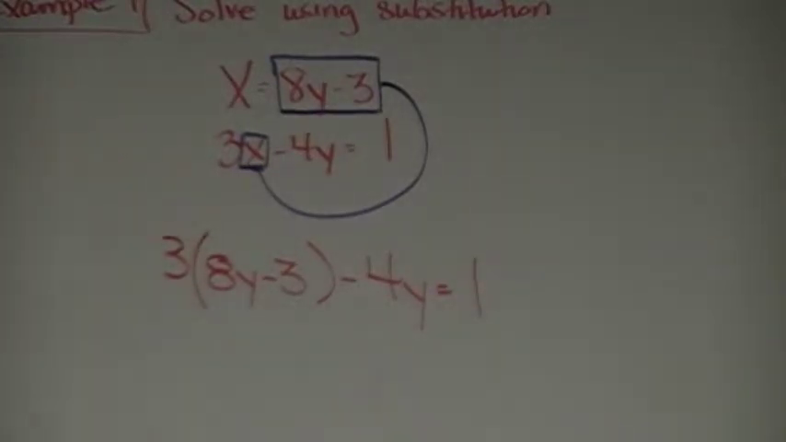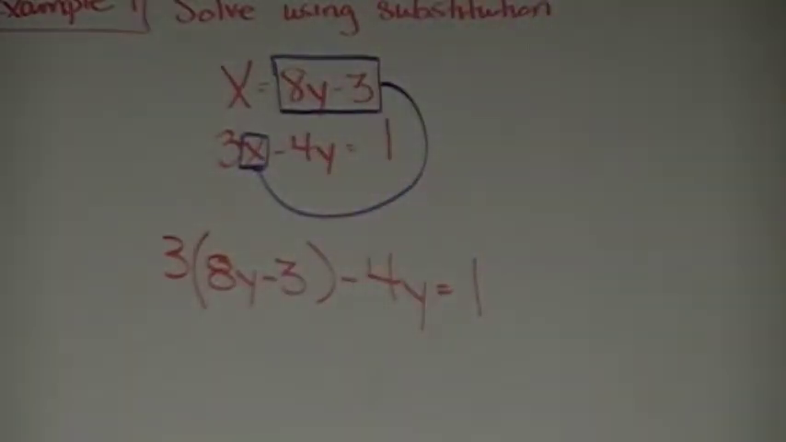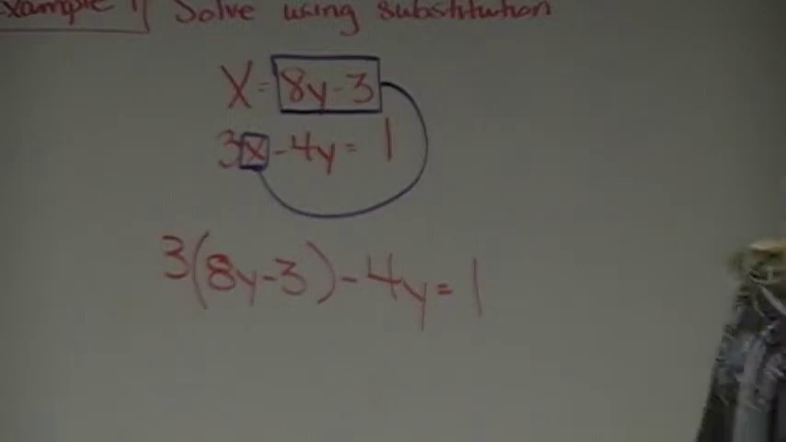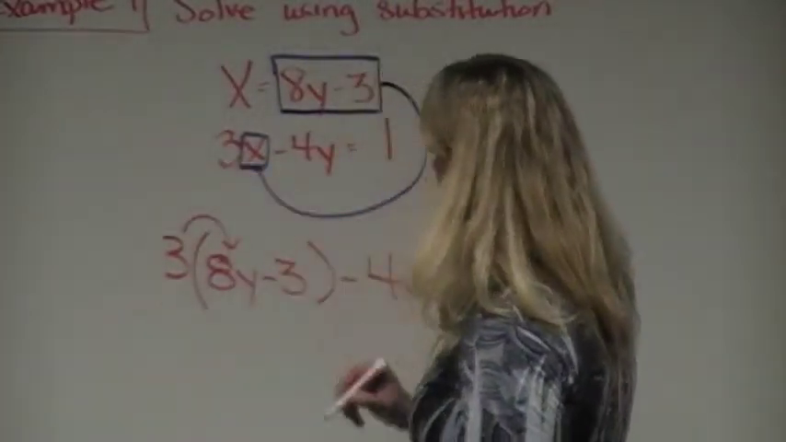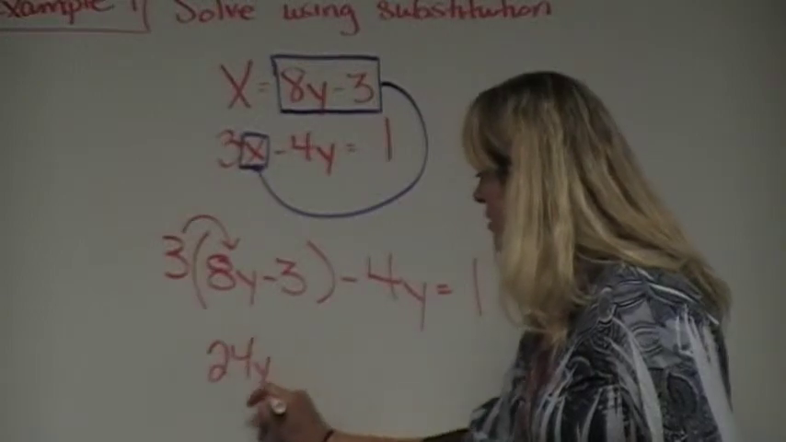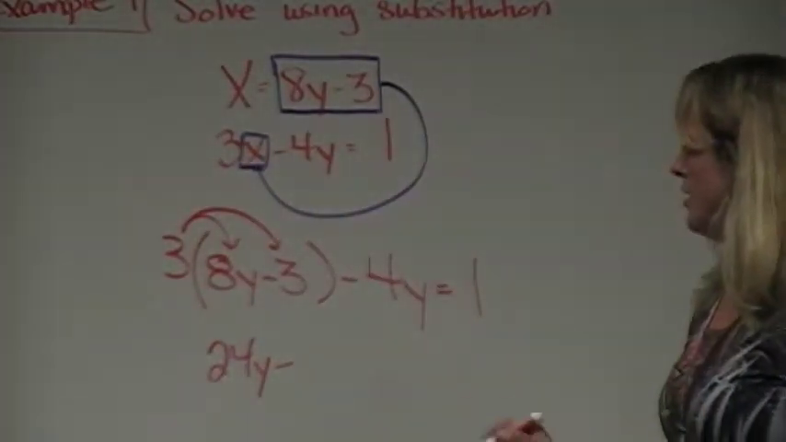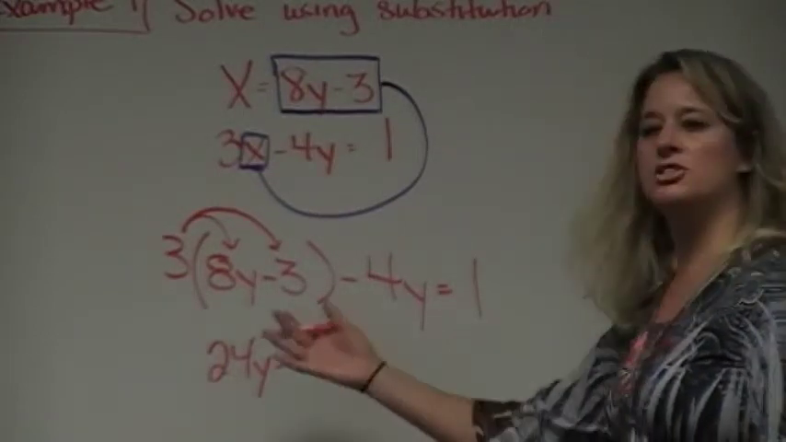Good. And now, obviously, in order for me to eliminate the parentheses, what property do I need to use? Distributive property, exactly. So what's 3 times 8y? 24y. Minus, what's 3 times a negative 3? Negative 9. What else do I bring down?